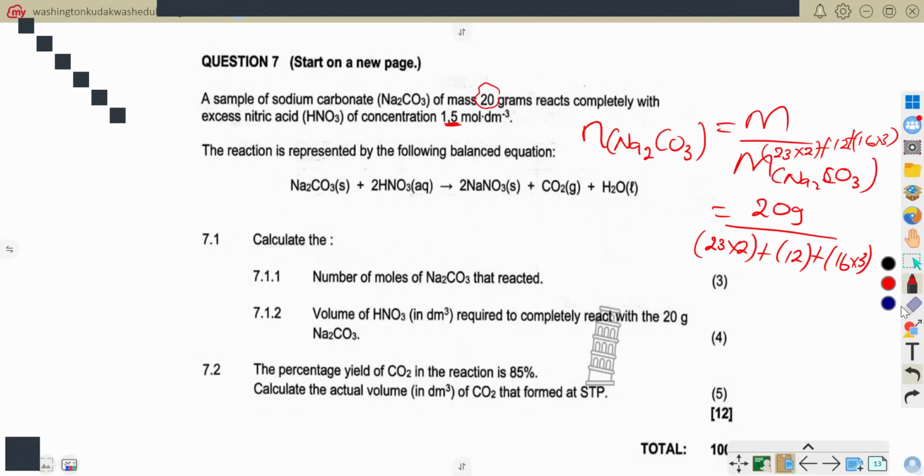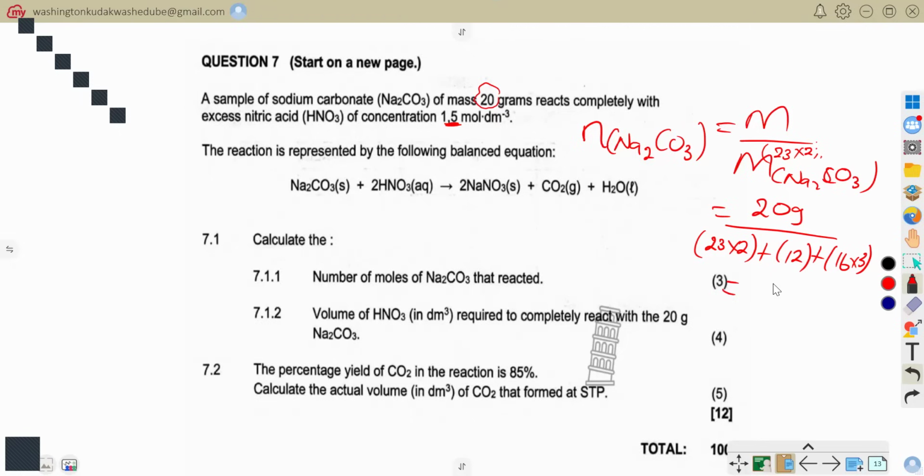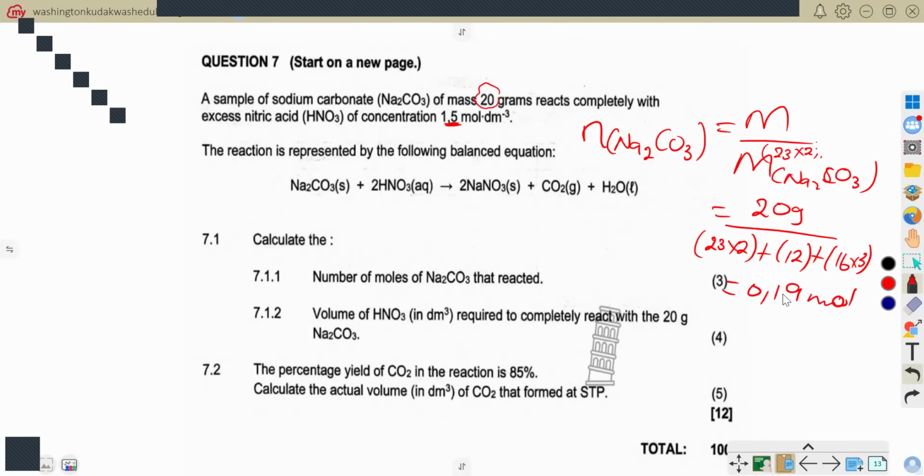And then this was going to give me a value of what? If I say 20 divided by 23 times 2 plus 12 plus 16 times 3, I was going to get the number of moles to be equal to 0.19 moles. So that was for the number of moles for sodium carbonate.